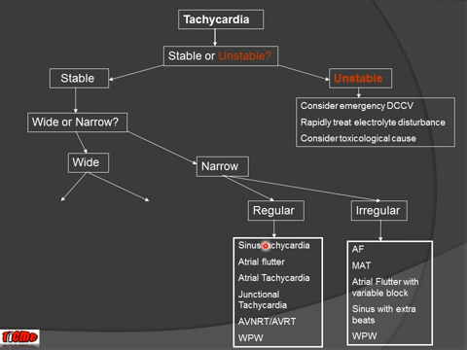Within the regular tachycardias, we've got sinus tachycardia, atrial flutter, atrial tachycardia, junctional tachycardia, the SVTs, AVNRT and AVRT, and Wolff-Parkinson-White, which, as we say, is a variant of the AVRT. In the irregular tachycardias, we've got atrial fibrillation, by far the most common, multifocal atrial tachycardia, flutter with variable block, sinus with ectopics, and again Wolff-Parkinson-White, which we'll talk about more in the wide complex talk.